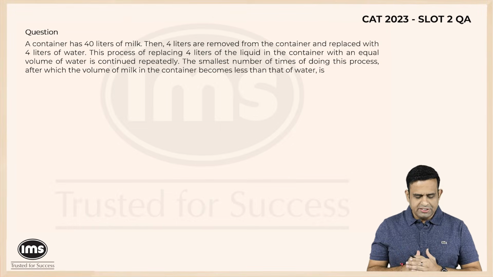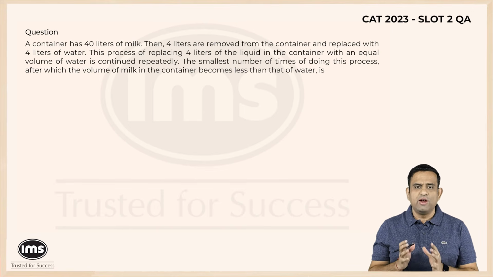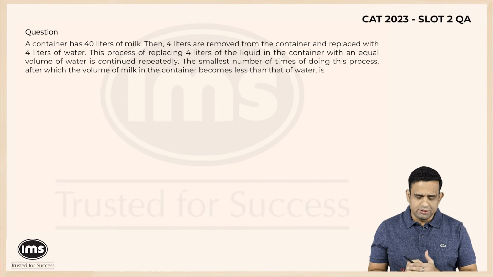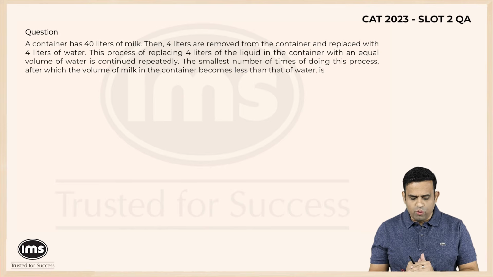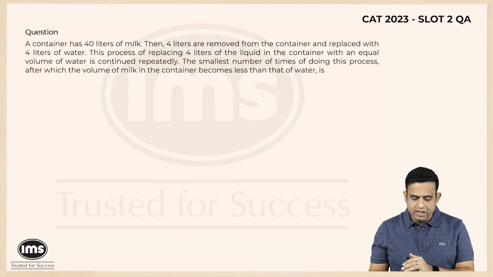In the next one, it says that the container has 40 liters of milk. Then 4 liters are removed from the container and replaced with 4 liters of water. So again, it looks like a very standard question of replacement under averages and mixtures. This process of replacing 4 liters of the liquid in the container with an equal amount of water is continued repeatedly. The smallest number of times of doing this process, after which the volume of the milk in the container becomes less than that of water.